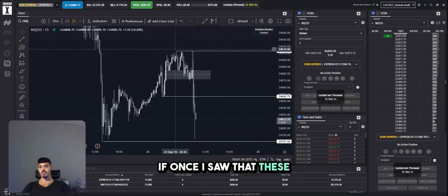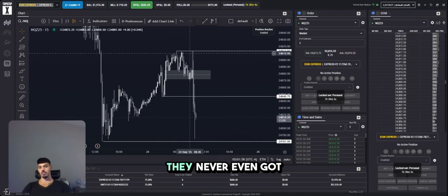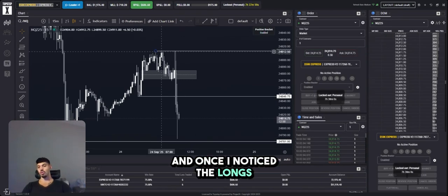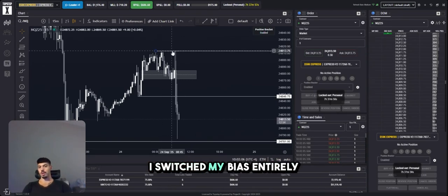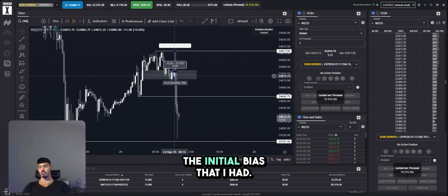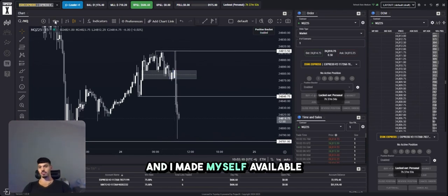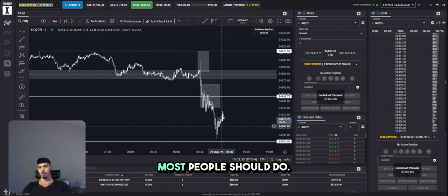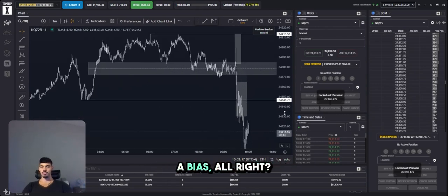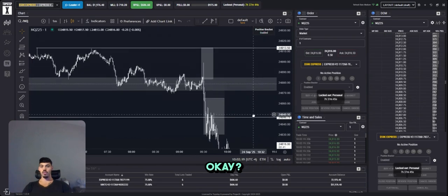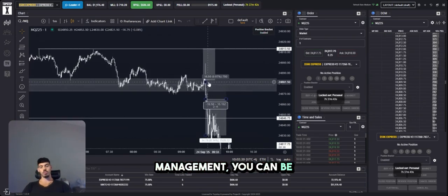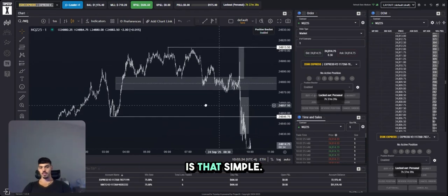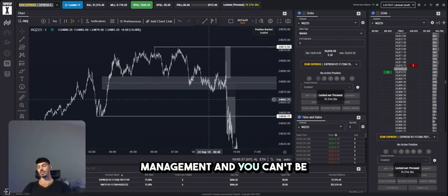Once I saw that these London highs never even got edged, they never really got hit, and once I noticed the longs were not the play, I switched my bias entirely to bearish, which is the initial bias that I had, and I made myself available and collectively flew with the group in the exchange, which is what most people should do. Okay, never marry a bias, all right, because you can just be wrong. And if you have risk management, you can be wrong, survive it, go towards the right draw on liquidity, and bank. It's that simple. You do need to have good risk management, and you can't be an idiot.